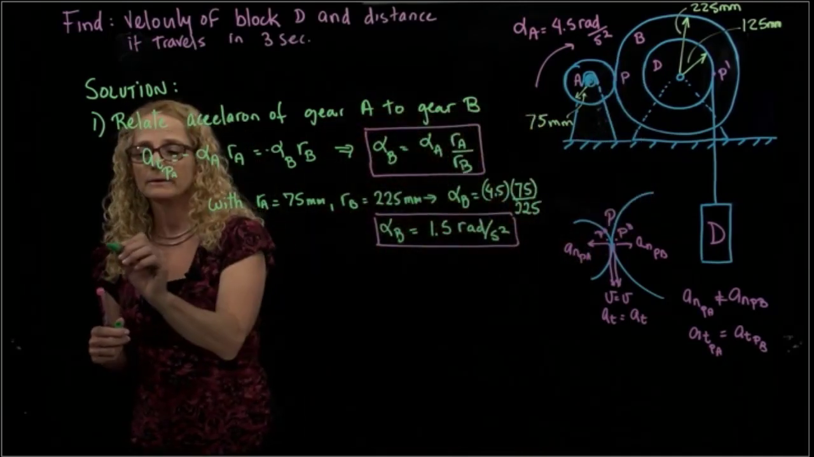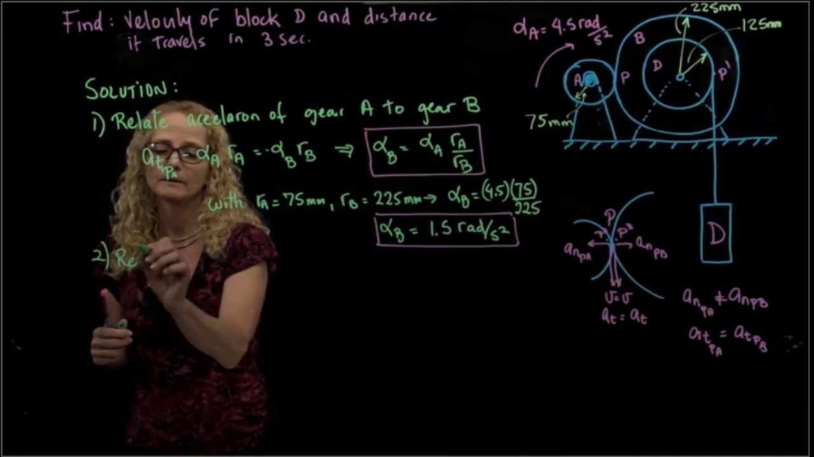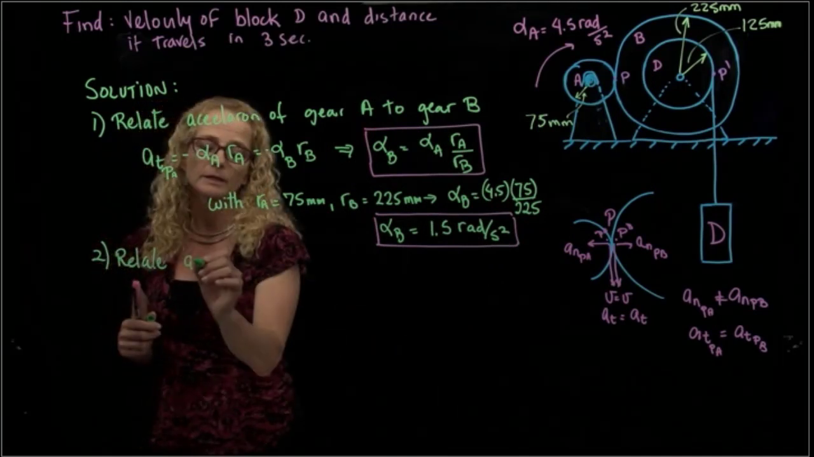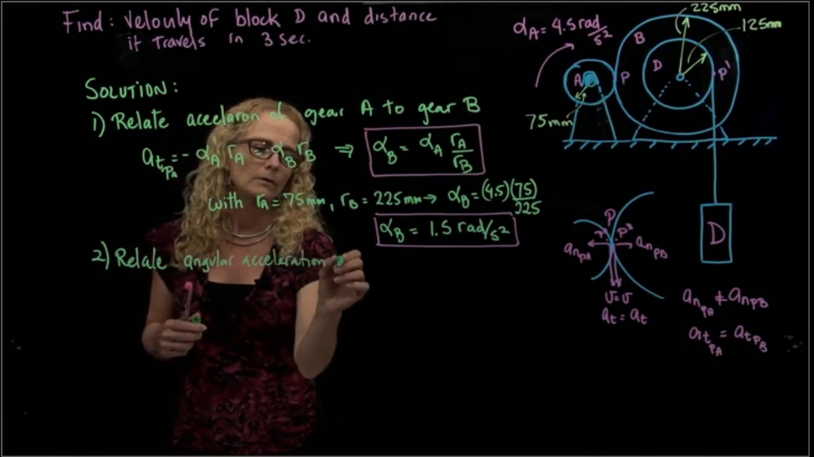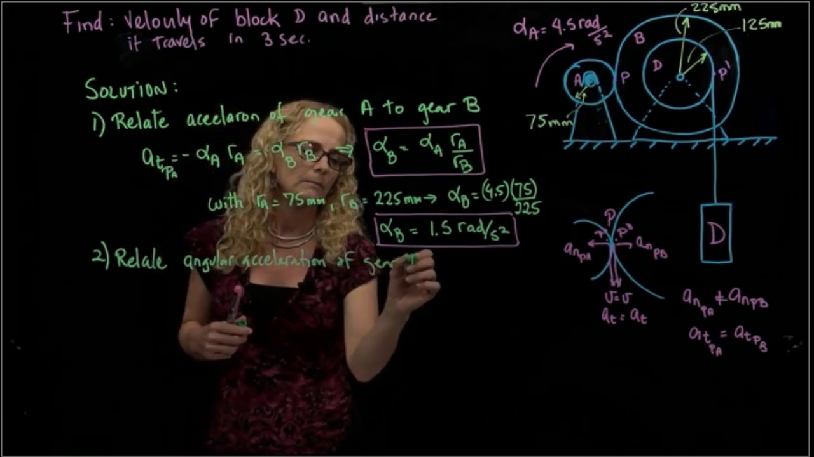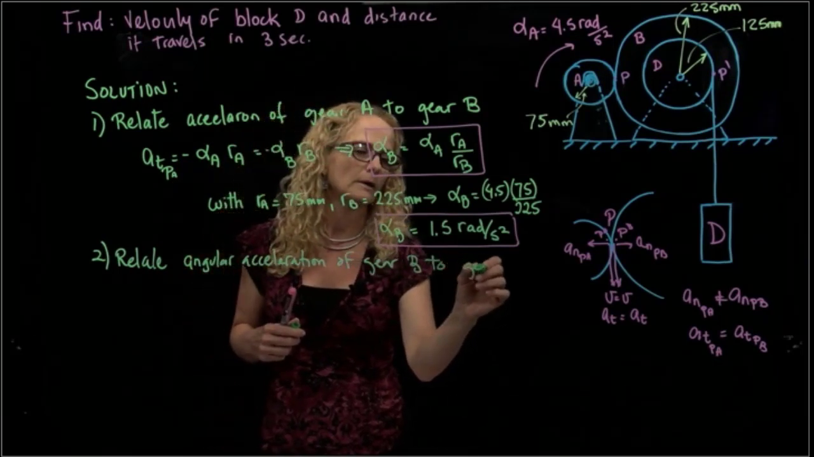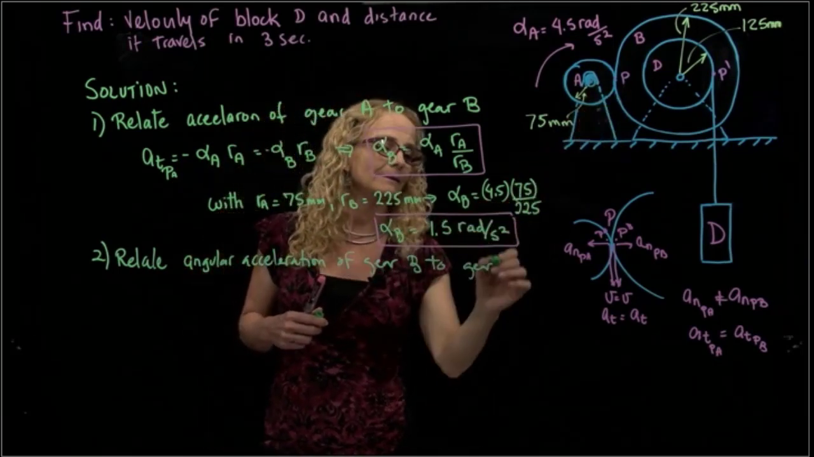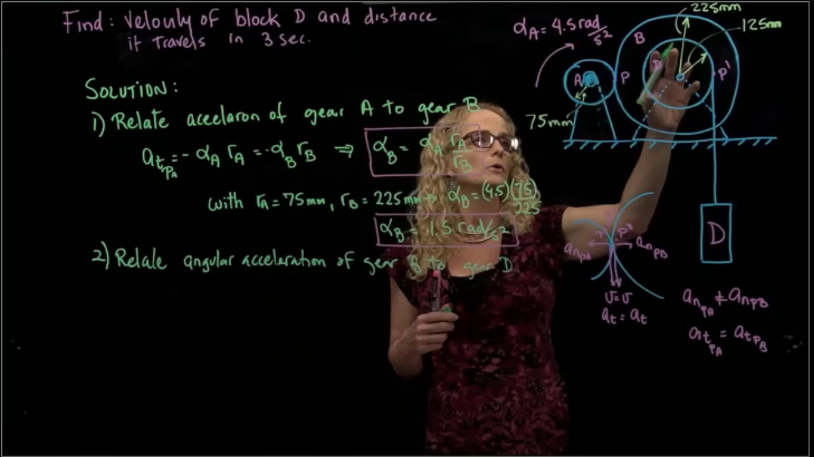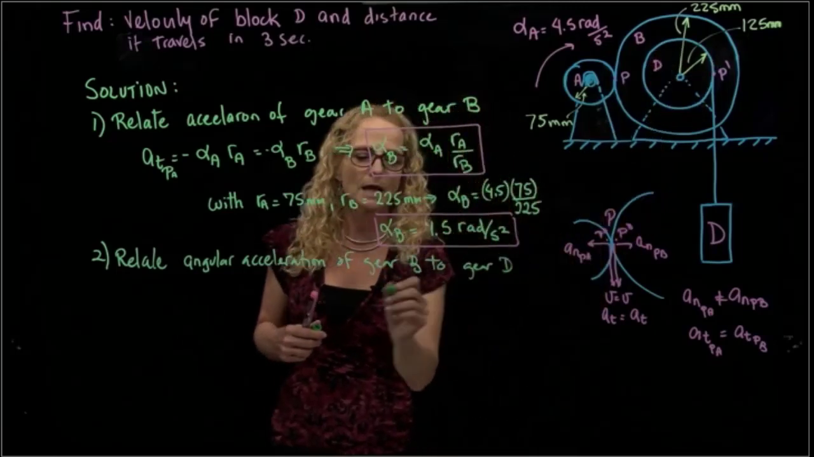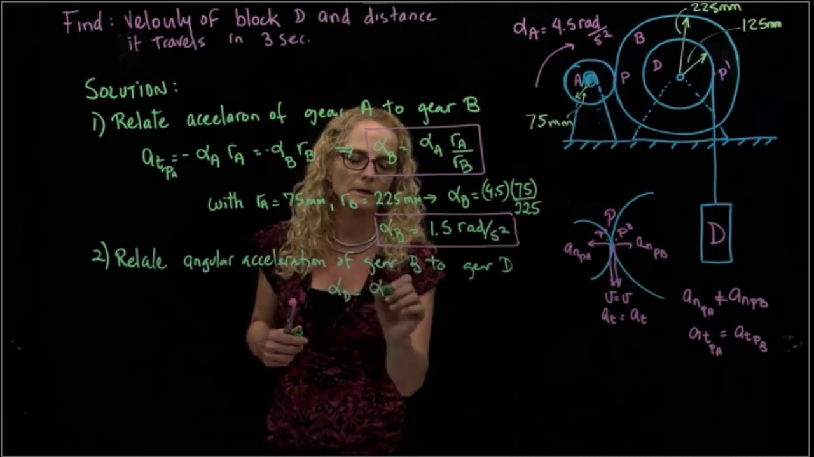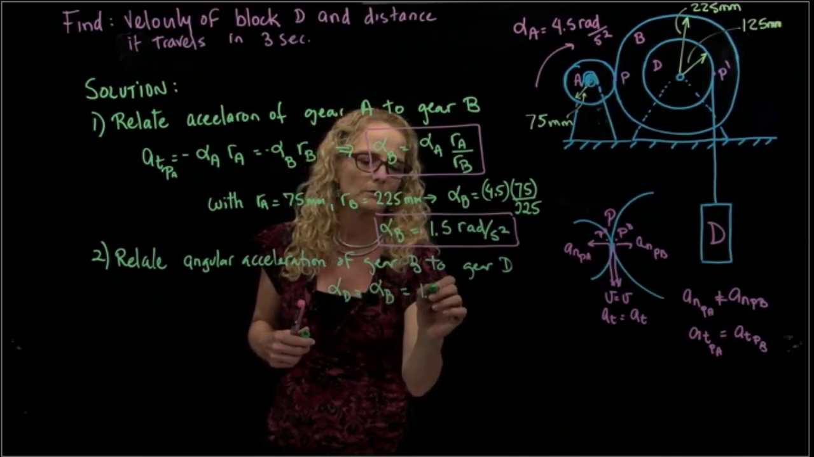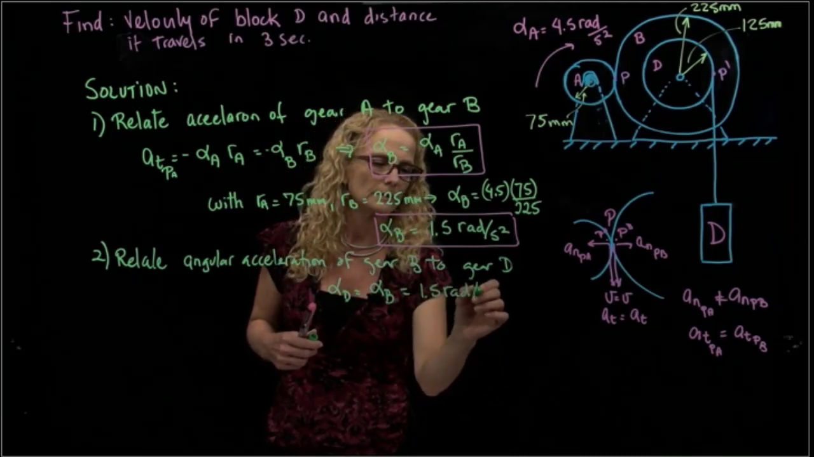The second step that we'll do is relate the angular acceleration of gear B to gear D. And as you see, since they are both attached, it is the same, so the acceleration of gear D is equal to that of gear B, which is 1.5 radians per second squared.